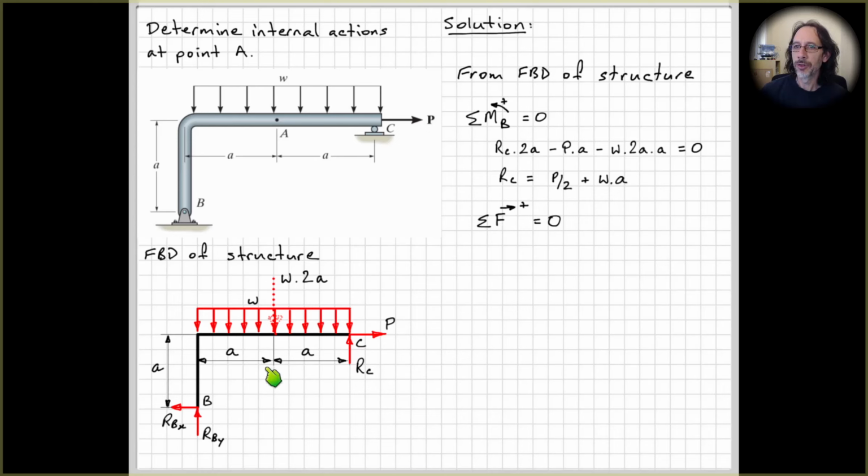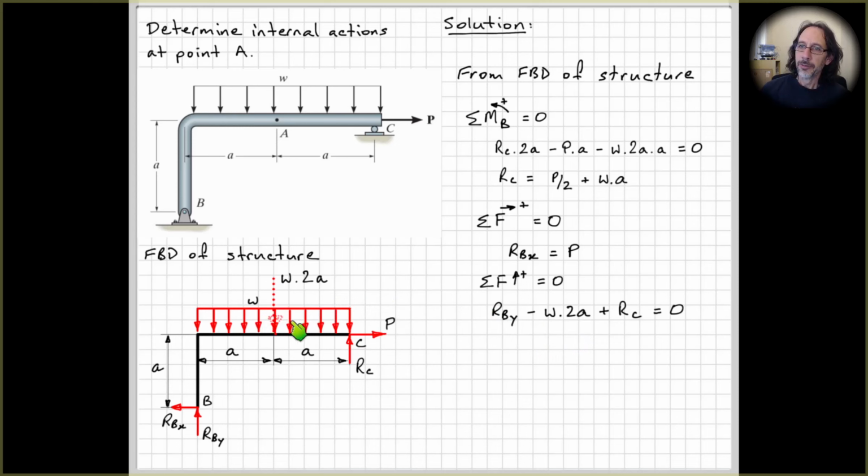Sum of the forces in the horizontal direction equals 0. So we only have RBX and P here, so it's pretty easy to just write down RBX equals P straight away there. And then sum of the forces in the vertical direction equals 0. We have RBY, the distributed load, and RC. So we put all that into our equation of equilibrium.